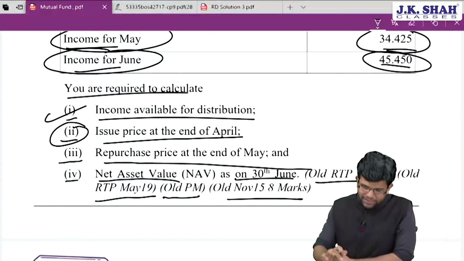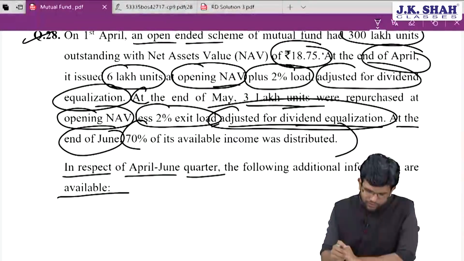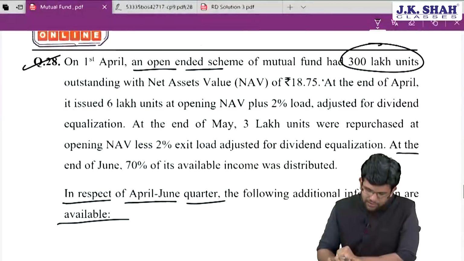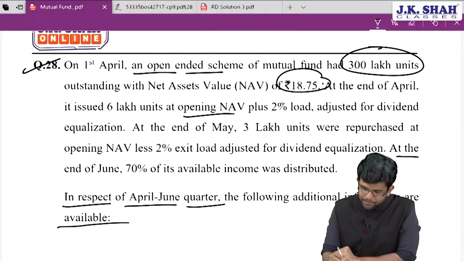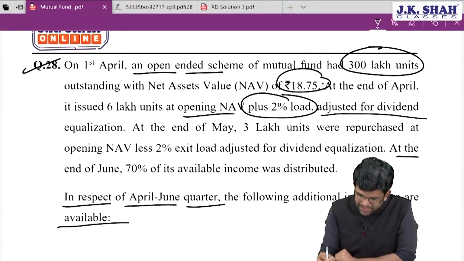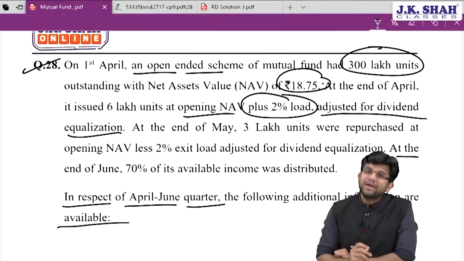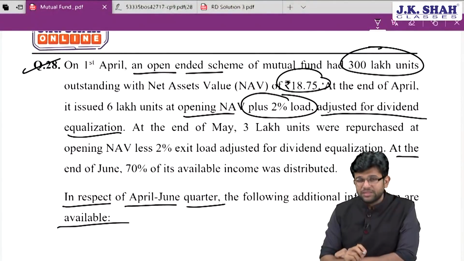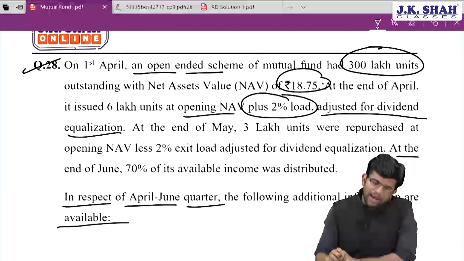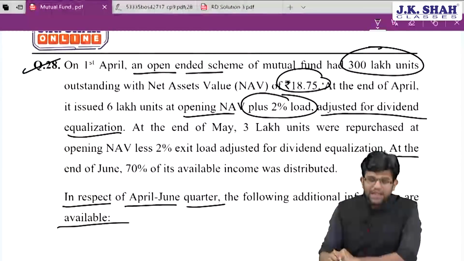Do you realize the issue price at the end of April for these 6 lakh units additional that are being issued, yes, will be nothing but opening NAV plus a 2% load that we will be charging as entry load, plus we will also be asking from them, recovering from them the dividend equalization, the amount of which we have already calculated, correct? So let's calculate the NAV as on month end of April, at which we will be issuing the new 6 lakh units. Ready?